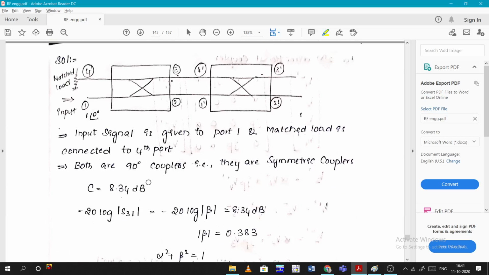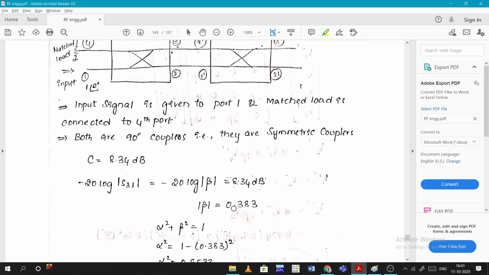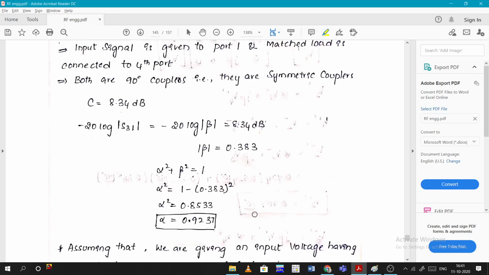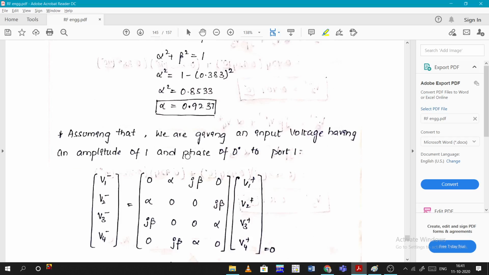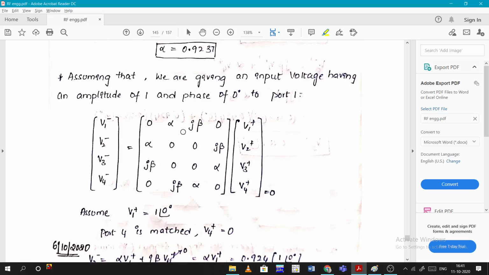Now coming to the coupling factor, that is 8.34 dB. We'll just convert it into beta. We get beta as S31, that is 0.383, and alpha squared plus beta squared is 1. So from beta we can calculate alpha, that is 0.9237. Now assuming that we are giving an input voltage with an amplitude of 1 and a phase of 0 degrees to port 1, what happens?